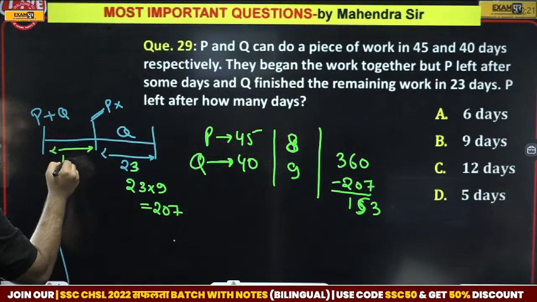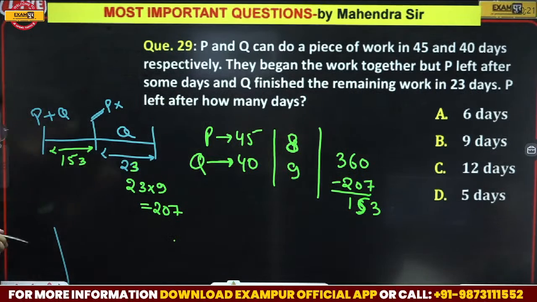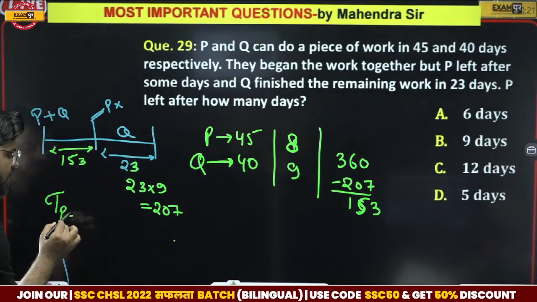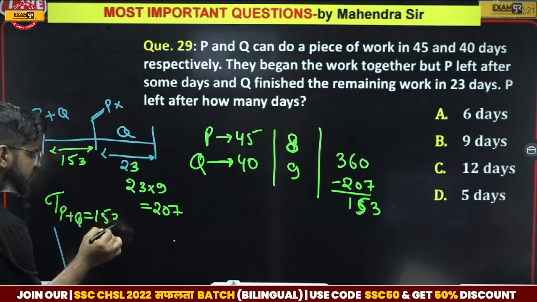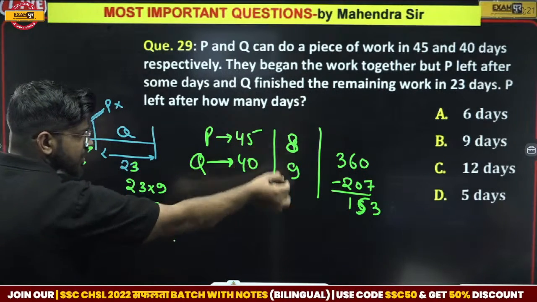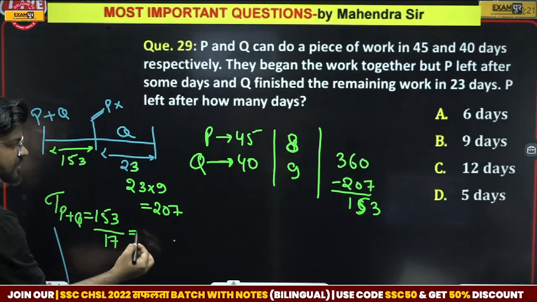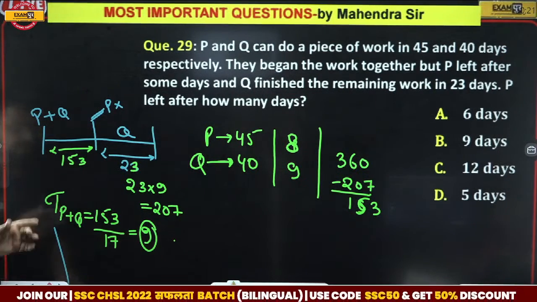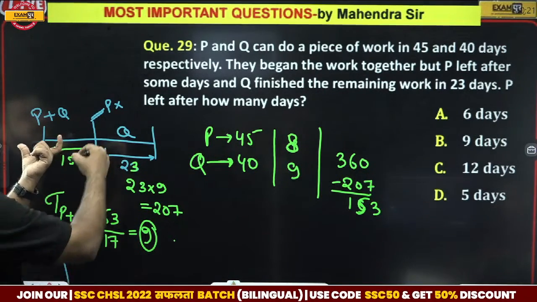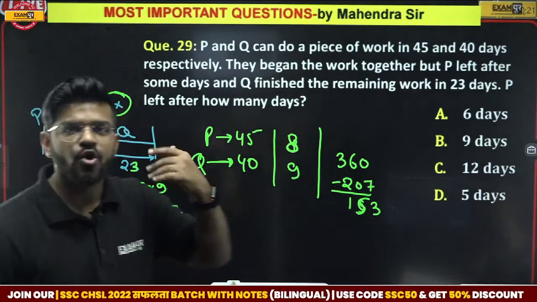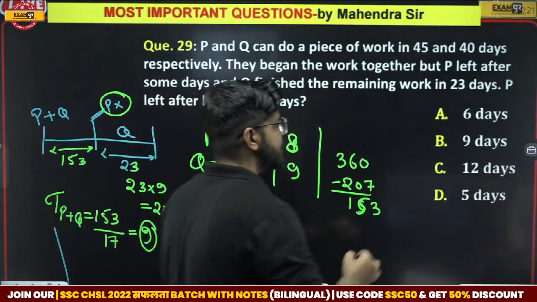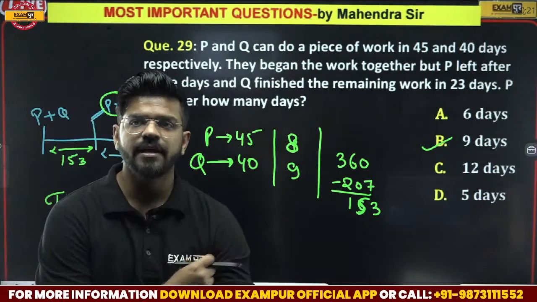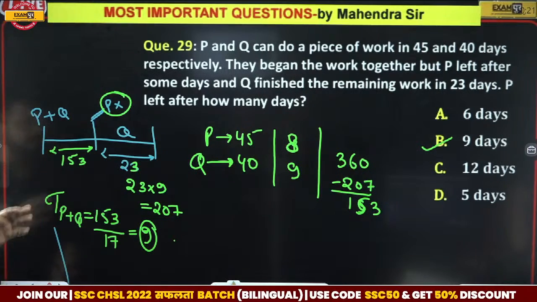That means 153 work has been done here. By whom? By P plus Q. So the time of P plus Q is 153 divided by the efficiency of P and Q, that is 8 plus 9 equals 17, which gives 9 times. That means P and Q worked for 9 days, and after 9 days P left. So my answer is 9 days, that means option B. Anupam, absolutely correct. Option B is the right answer.